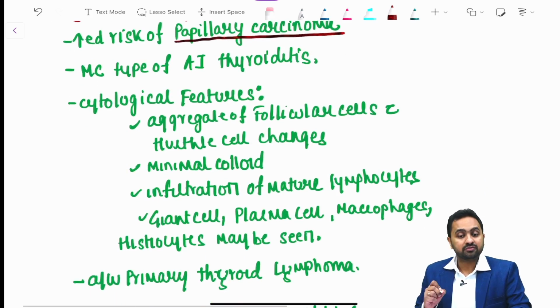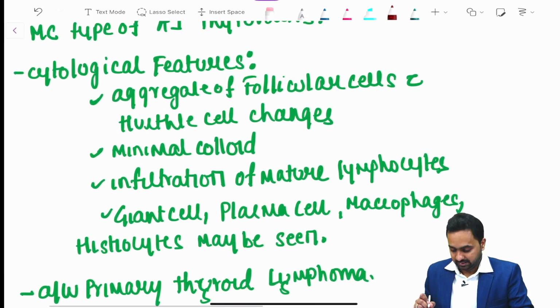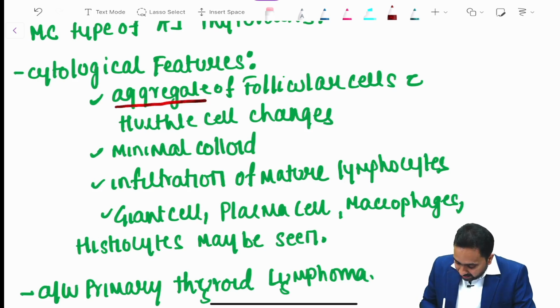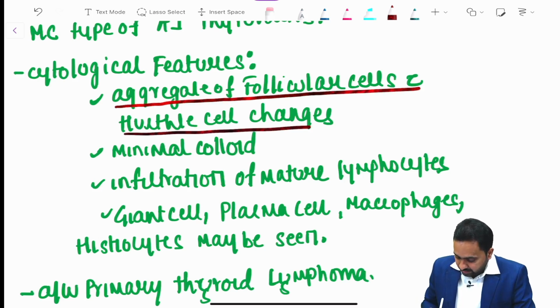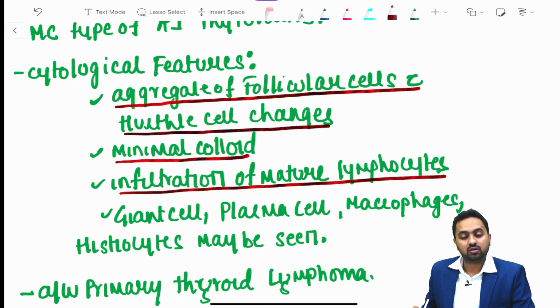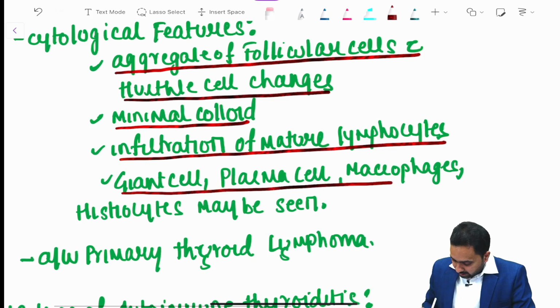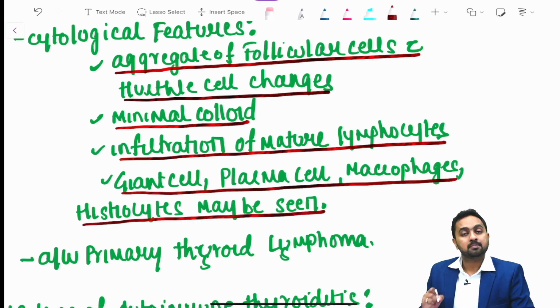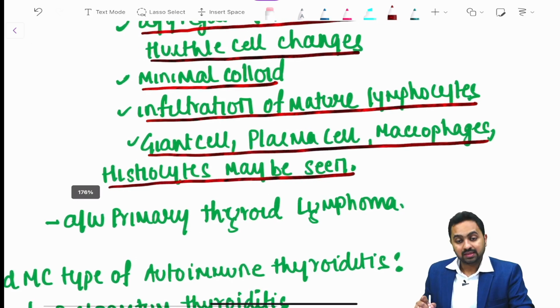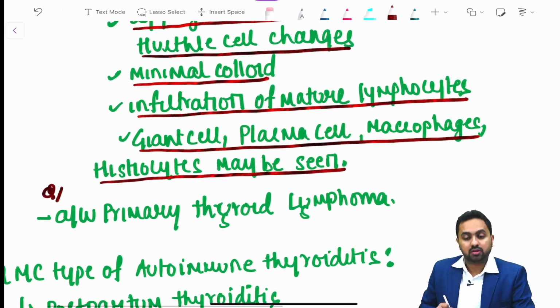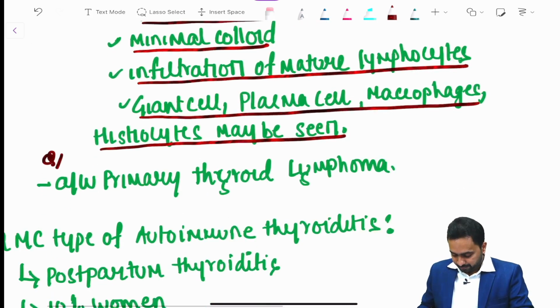The cytological features of Hashimoto's thyroiditis include aggregates of lymphofollicular cells with Hurthle cell changes, minimal colloid, infiltration of mature lymphocytes; giant cells, plasma cells, macrophages and histiocytes may be seen. Now, they may also be associated with primary thyroid lymphoma.